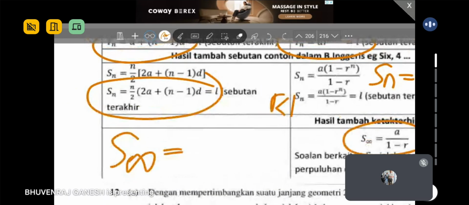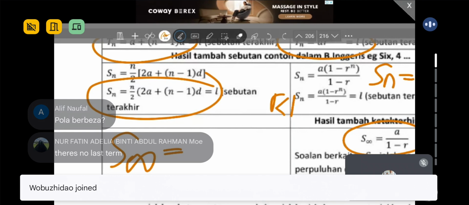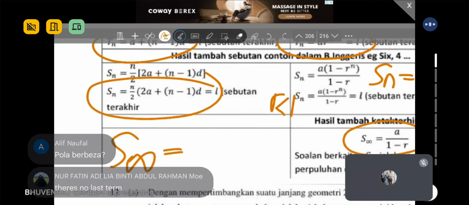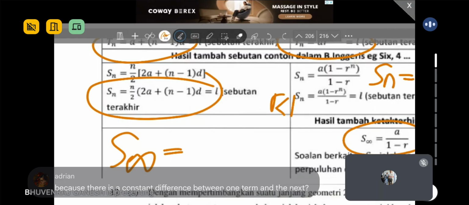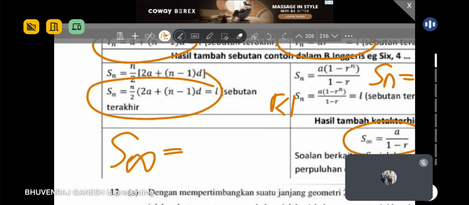Jangan malu untuk cuba. Don't be shy to try. So anyone? Why don't we have S infinity? Kenapa tak ada hasil tambah keterhinggaan? There will be a last term. Arithmetic ada sebutan terakhir. You can keep on plus until the end. Pola sama lah. Arithmetic kamu ada beza sepunya. Am I right? There is a constant difference.